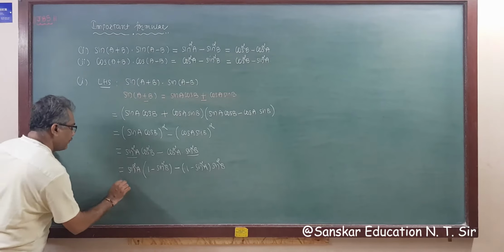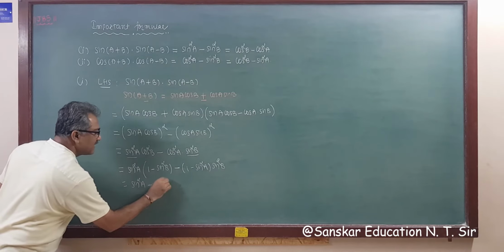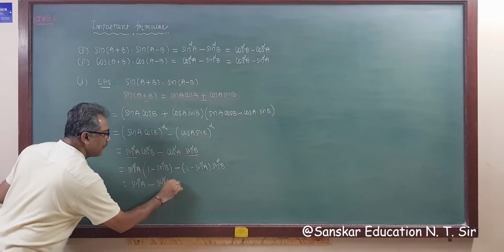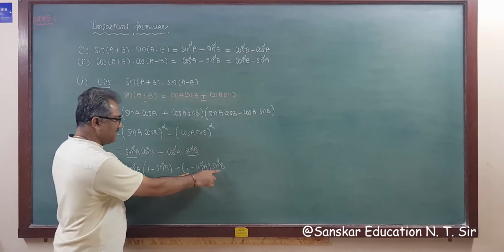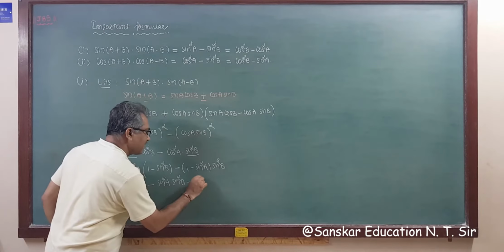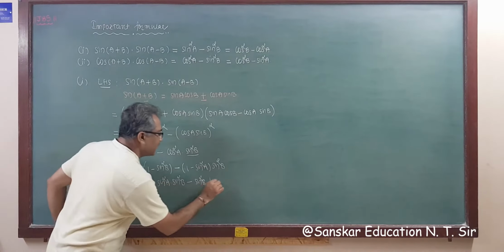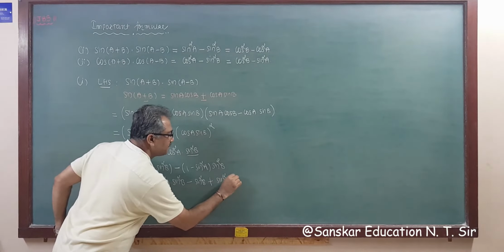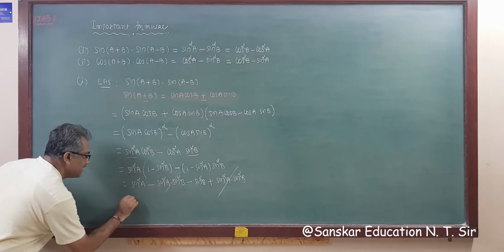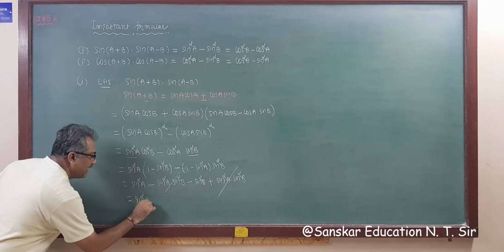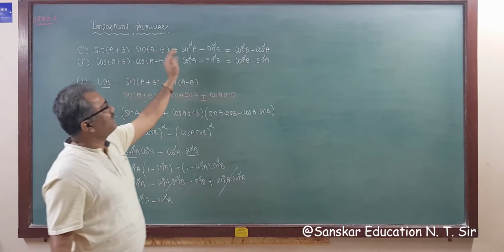Now multiplying this, what do we get? This is sin²a minus sin²a sin²b, right? Minus, multiplying this, sin²b, and minus minus plus sin²a sin²b. So this will be cut. The remaining will be your answer, that is sin²a minus sin²b. So this is your first formula, sin²a minus sin²b.